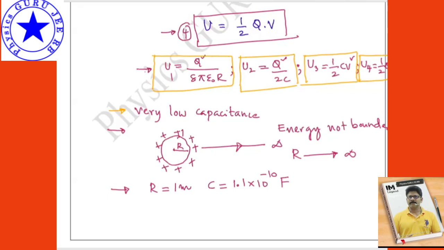And we also discussed corona discharge, right? To avoid all these things, we want bounded energy, so we'll be moving to parallel plate capacitors. Hope it is clear till this point, all of you. If you have any doubts, let me know.